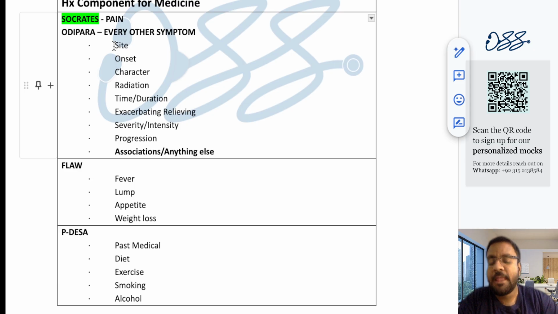Then you move on to the character. C stands for the character. Can you please tell me, how is the pain? Is it a sharp pain? Is it a burning pain? Is it a throbbing pain? Is it a stabbing pain? So these are a few characteristics of the pain. It can be sharp, dull, throbbing, or burning. So you need to ask about those three to four different characters and the nature of the pain.